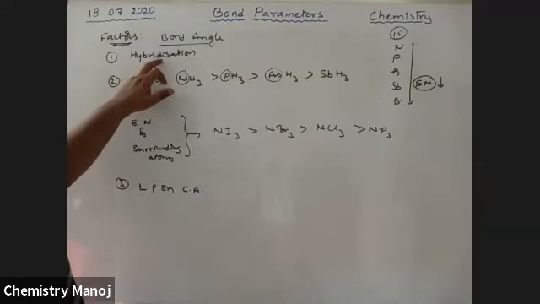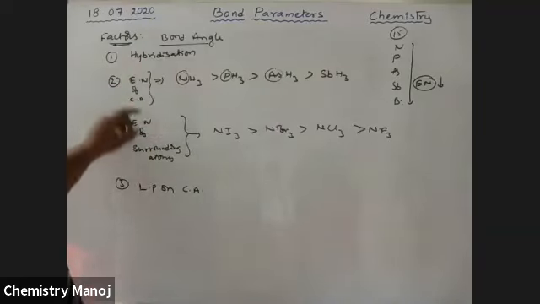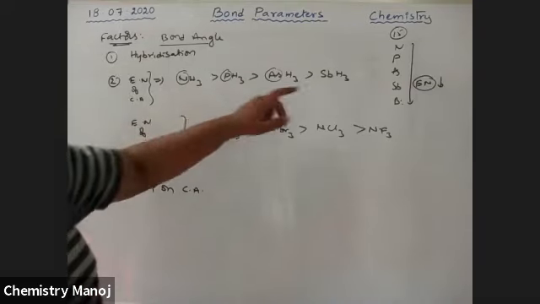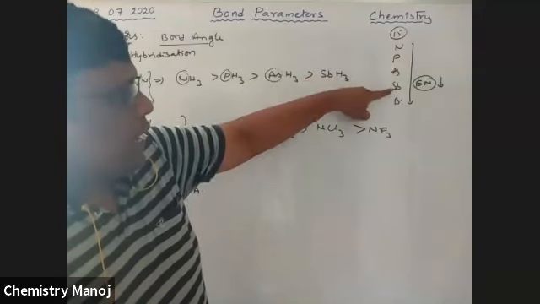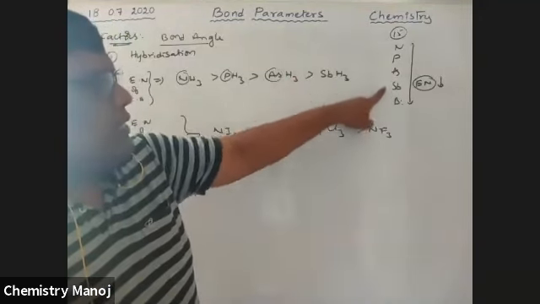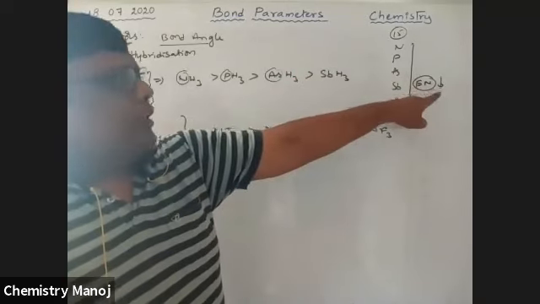So these are some factors about your bond angle. Hybridization is one of the factors, I will explain later. Electronegativity also influences bond angle. See here, nitrogen, phosphorus, arsenic, antimony, bismuth. These are group 15 elements. Top to bottom, size increases, and automatically electronegativity decreases.